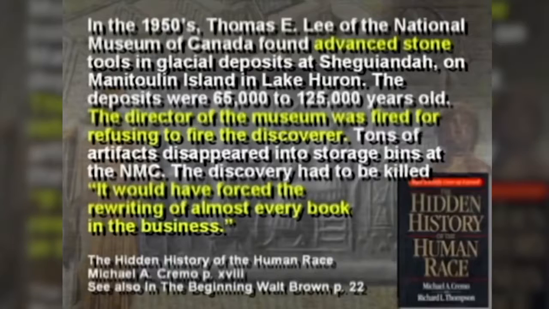In the 1950s, Thomas Lee from the National Museum of Canada found advanced stone tools in a gravel deposit. The problem was the gravel deposit had been dated 65 to 125,000 years old, which is way too old for humans to be in Canada. So the director of the museum was fired for refusing to fire the discoverer. Tons of artifacts disappeared into storage bins. The discovery had to be killed. It would have forced the rewriting of almost every book in the business.